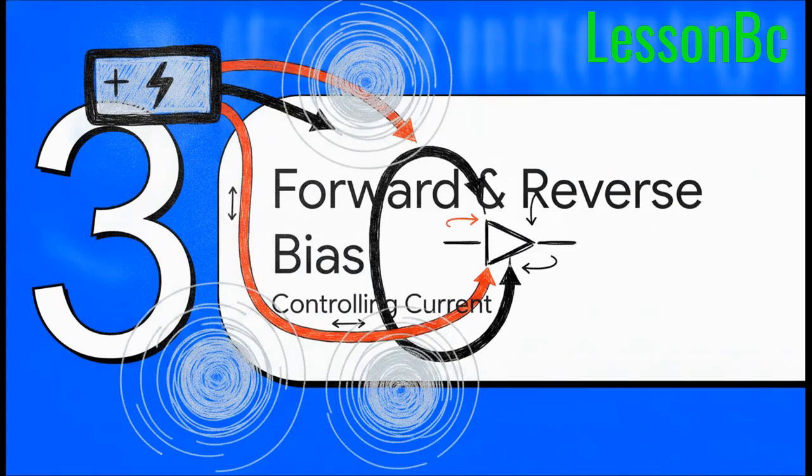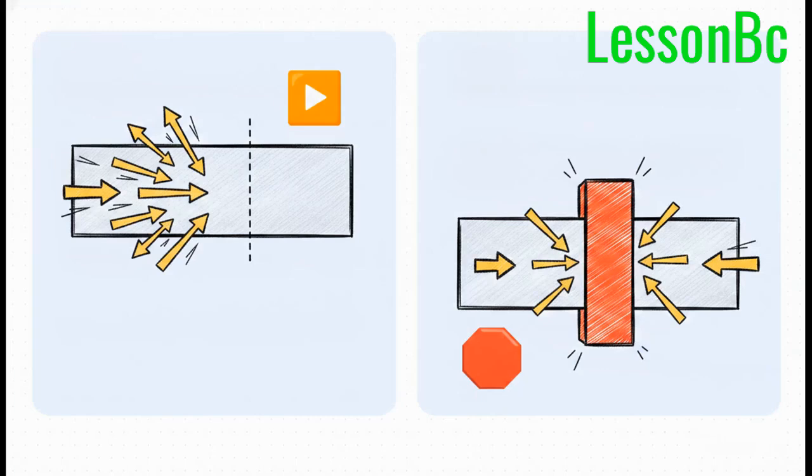Section 3, forward and reverse bias. This is all about controlling the current. Okay, so in forward bias, we hook up the positive terminal to the p side and the negative to the n side. What happens? Well, the depletion region thins out, and once we overcome that 0.7 volt barrier, current just flows super easily. But in reverse bias, we flip the whole shebang.